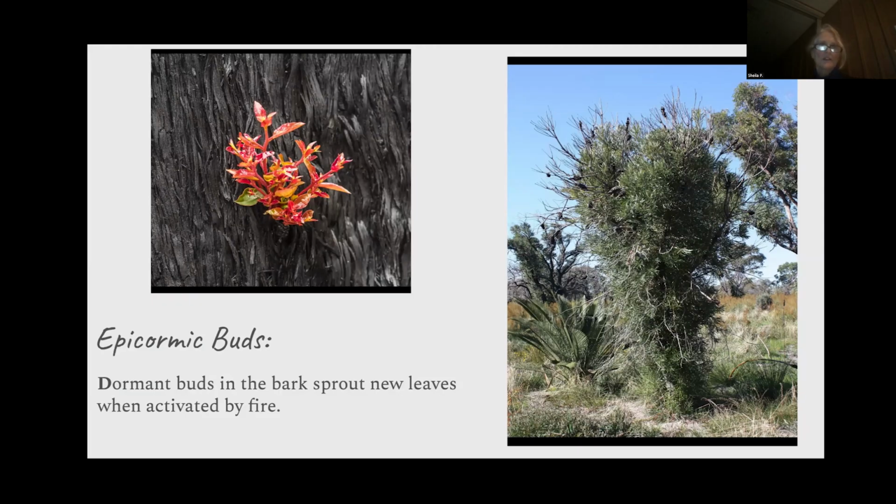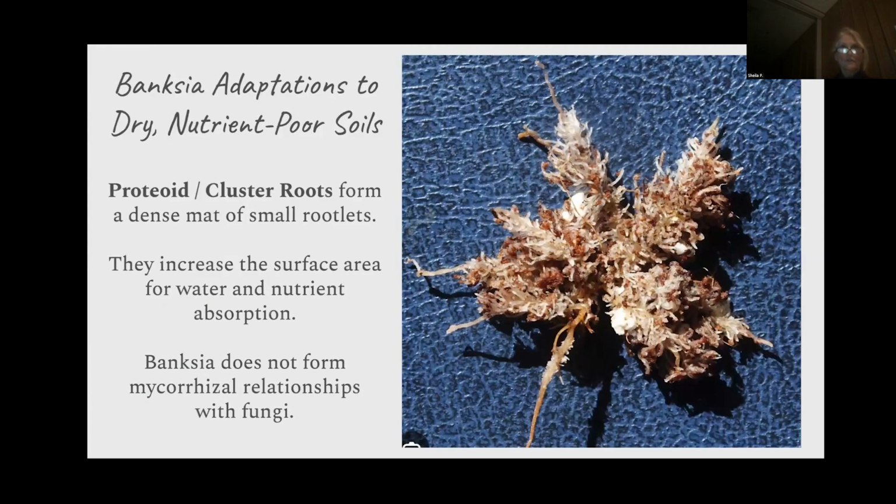The other adaptation that Banksia has is to dry, nutrient-poor soils. It has evolved a root called a proteoid or a cluster root. It's like a dense mat. You can see little rootlets, and they increase the surface area for water and nutrient absorption for the Banksia plant.